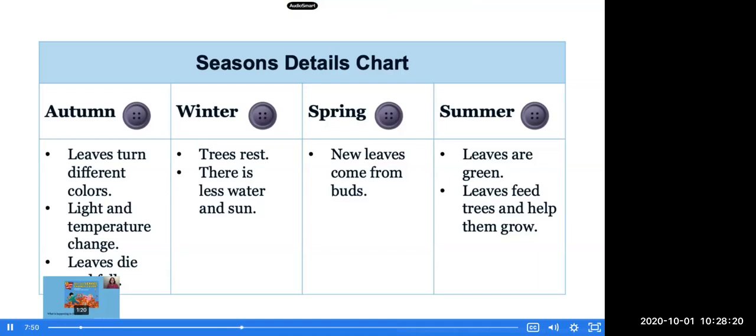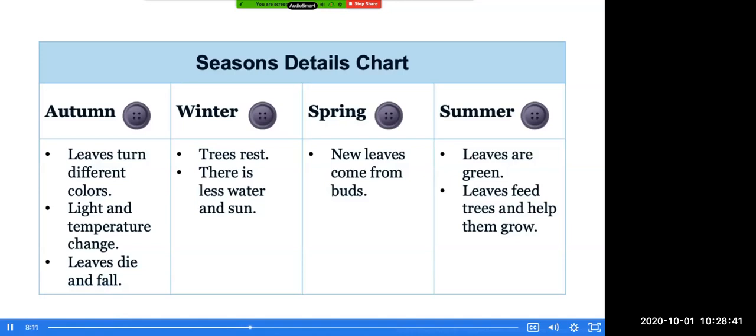As we review the chart, and as you listen to each of the details, I want you to start to think about, what do all these details have in common, especially across the seasons? What's happening? What's the big idea?